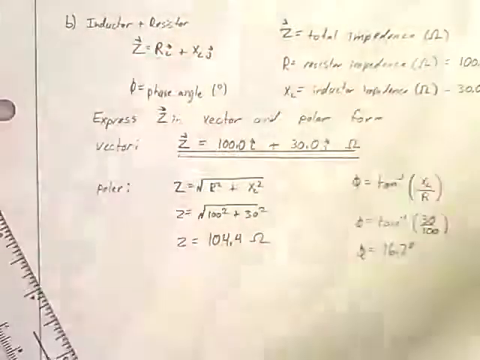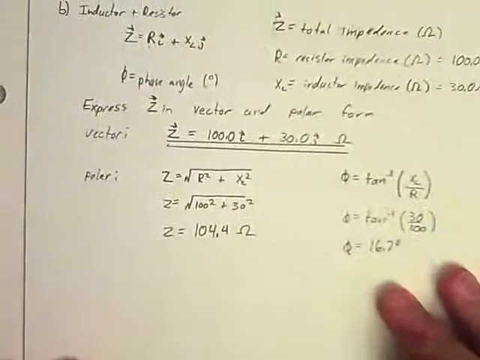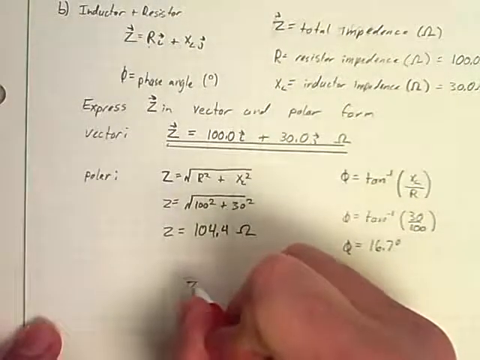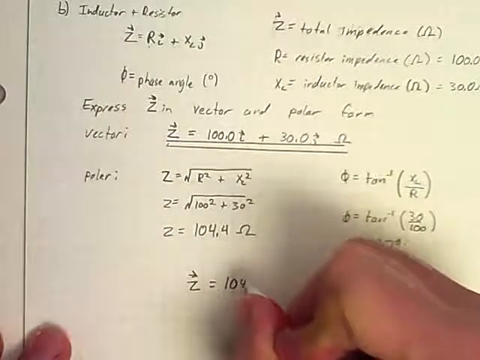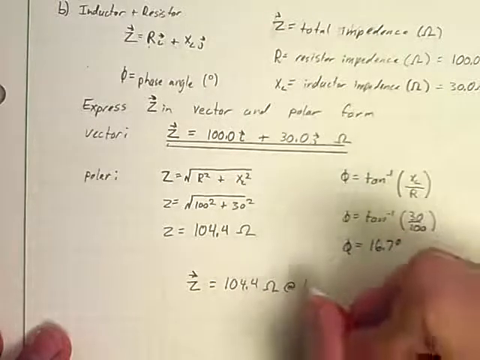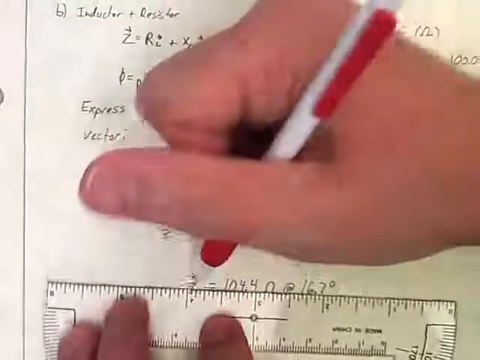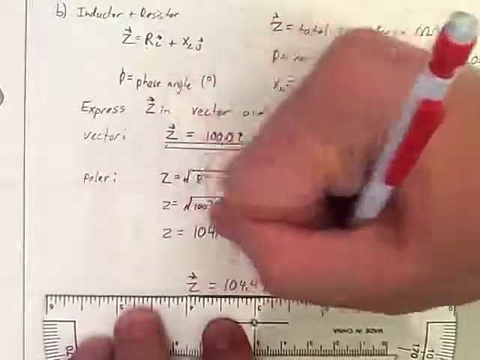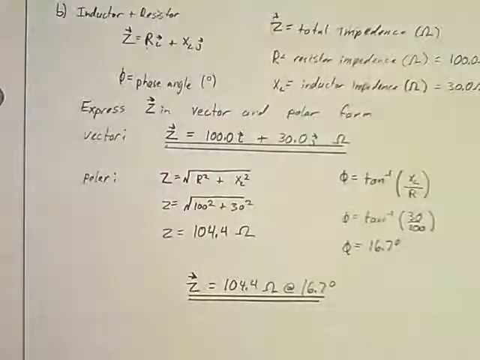So then I can rewrite Z in polar form as 104.4 ohms at 16.7 degrees. And that's example B.